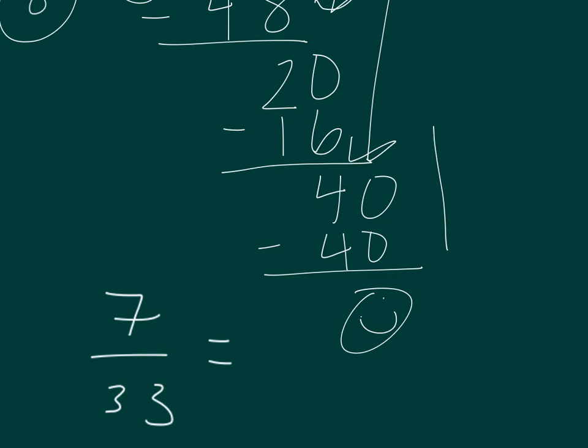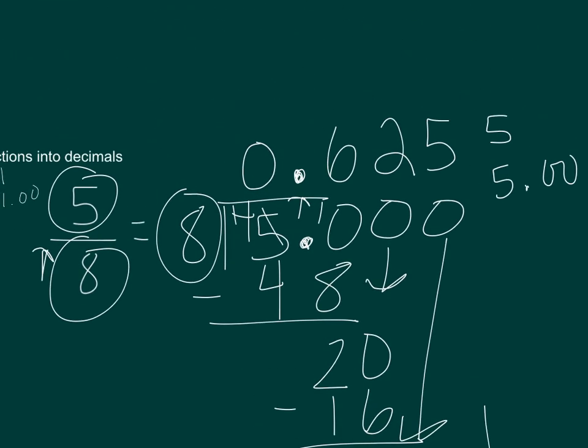So I can then take a look at my final answer. 5/8 as a decimal becomes 625 thousandths, or 0.625.